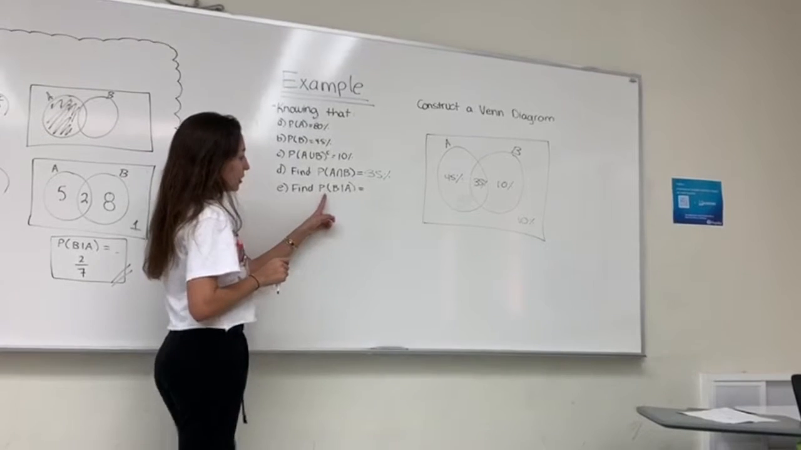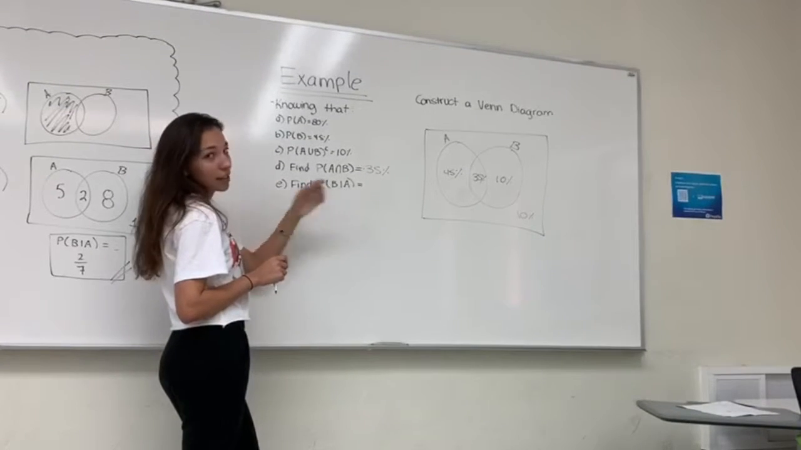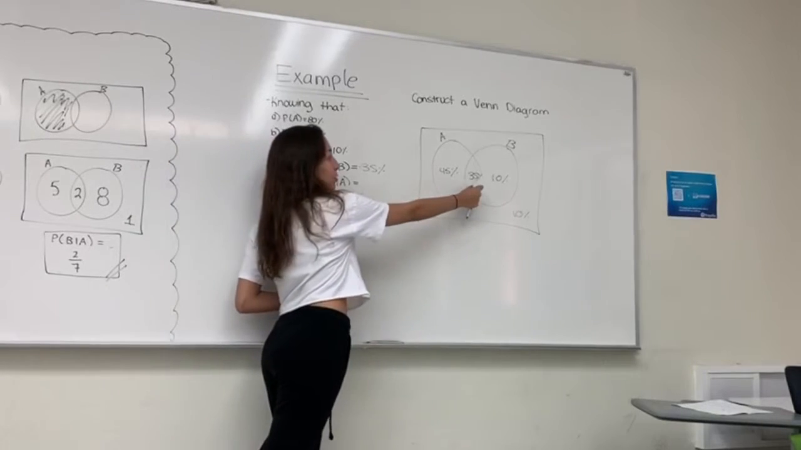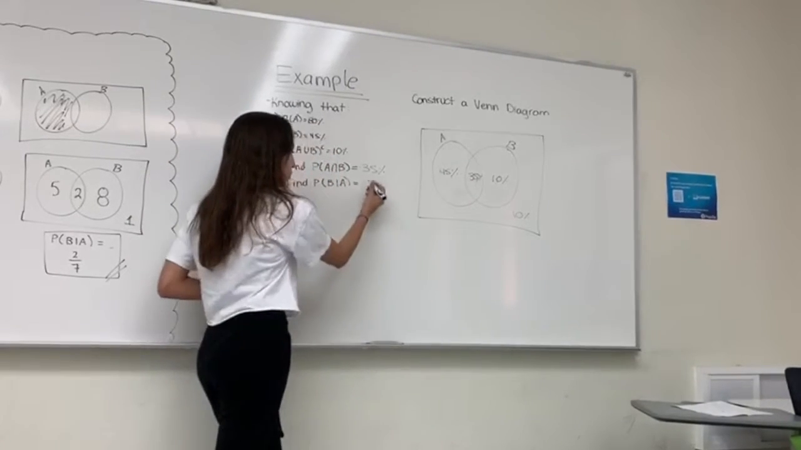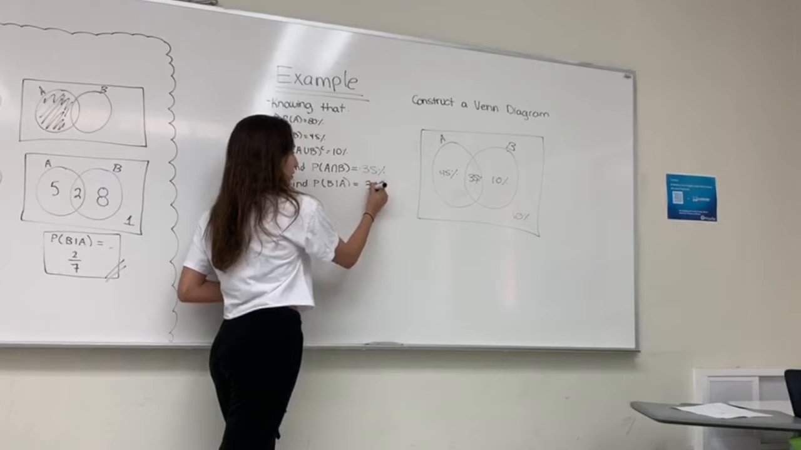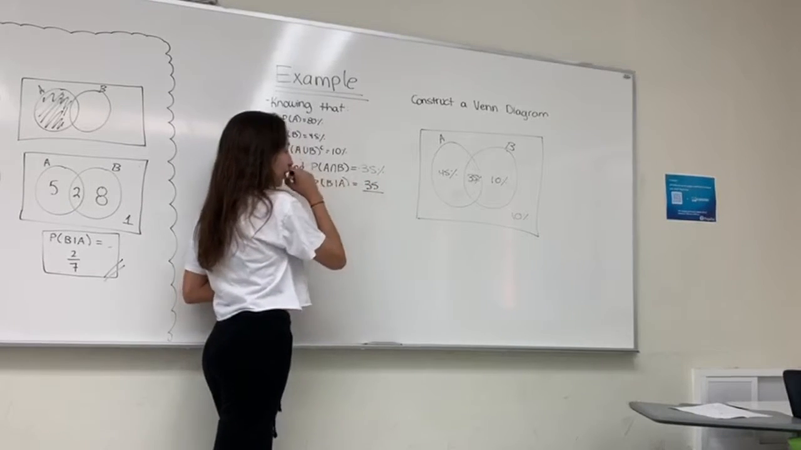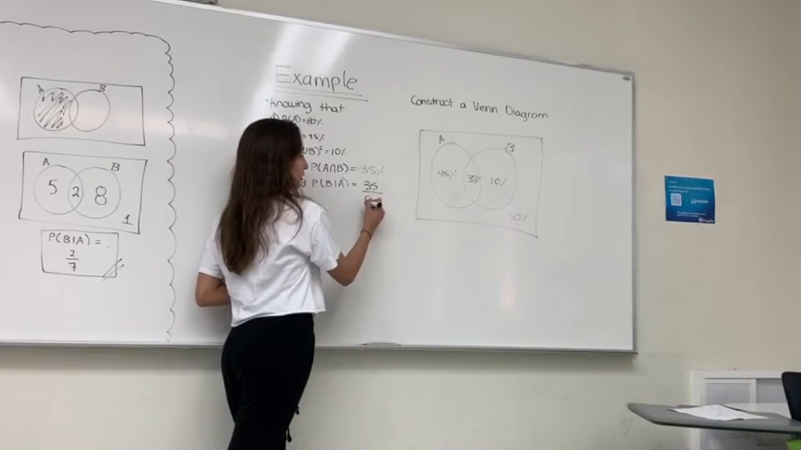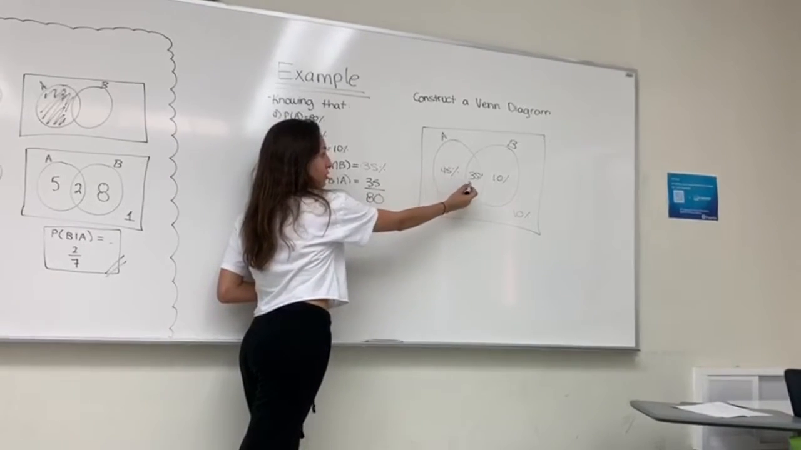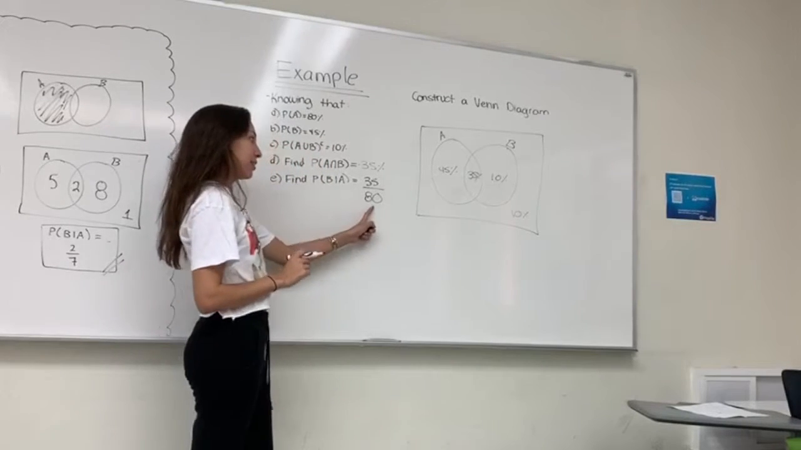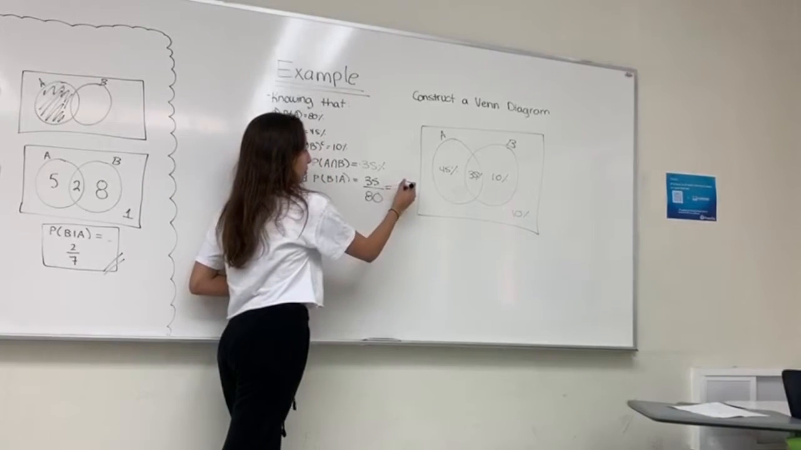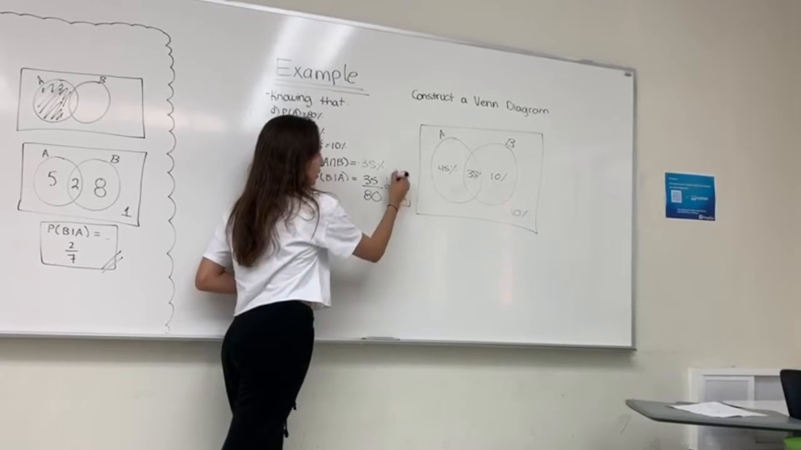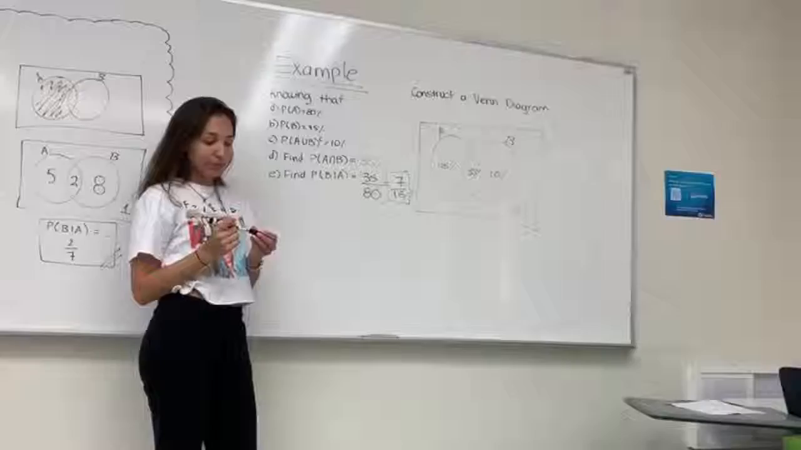Now we need to find the probability of B given A has already happened. The first step is to write the relationship between A and B, which is 35, over the total of A, which is 80. You need to add these 2. But this is not your final answer, you need to simplify it. And simplified, it is 7 over 16. And this is your final answer.